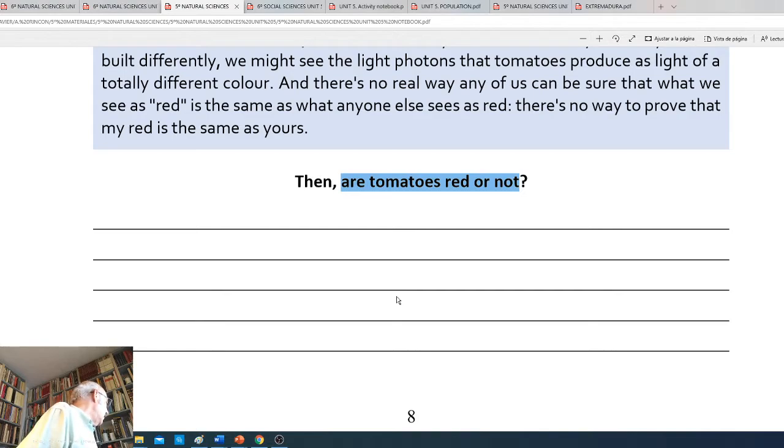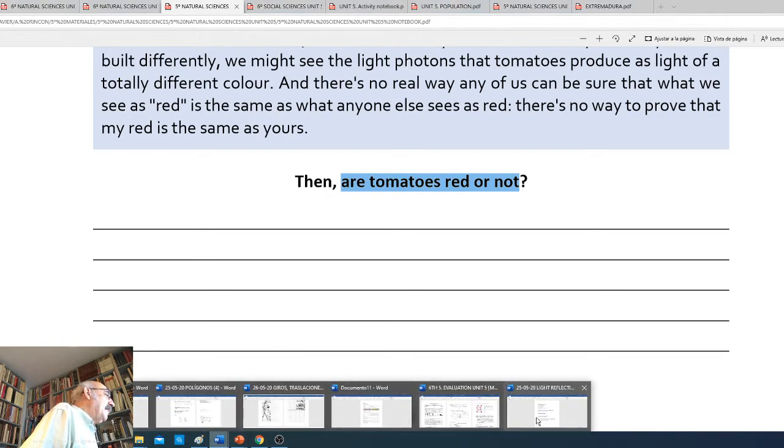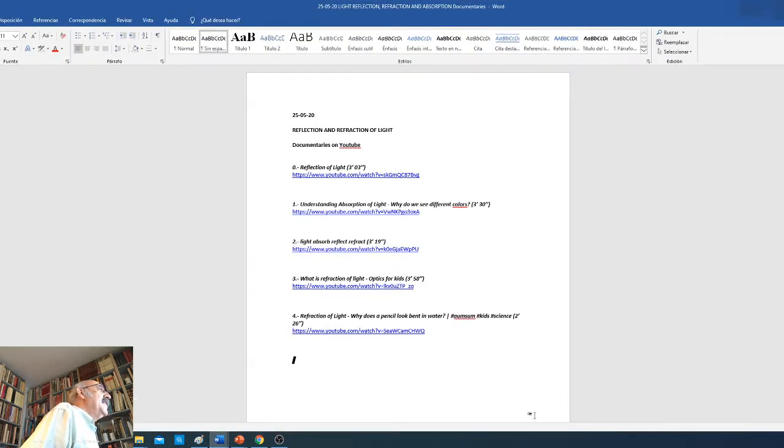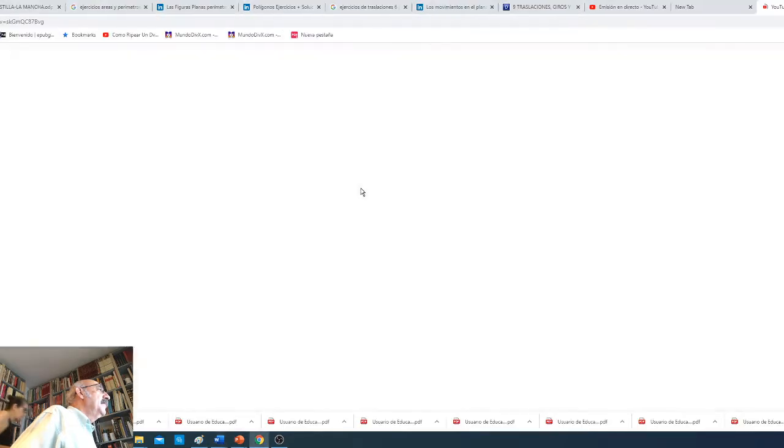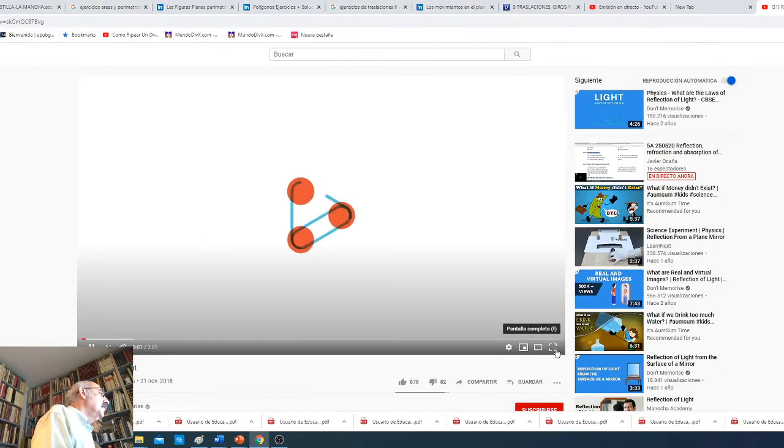Are they red or not? No, they are not. So this is the way we see it. And why is it? We're going to see it with a clip. So pay attention to the reflection of light. This is an interesting video clip. Pay attention to it.